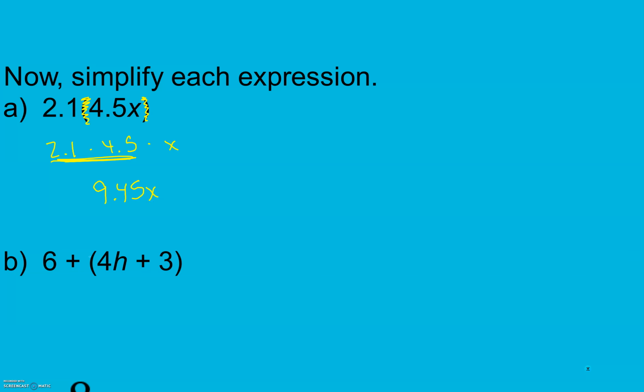On B, again, I can't take 4x plus 3 because I don't know what h is. So I can drop my parentheses there because all I'm doing is adding with my associative property. I still can't add though because 6 plus 4h, I still don't know. What I can do then is change spots. I can move things around and commute them. So 6 plus 3 plus 4h is more helpful because 6 plus 3 I can add to be 9.